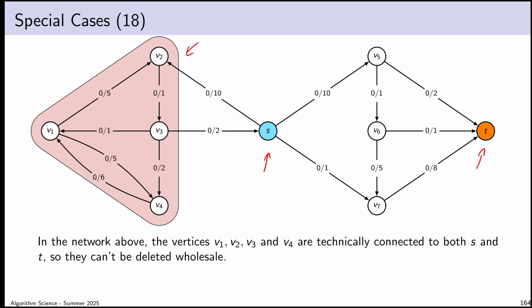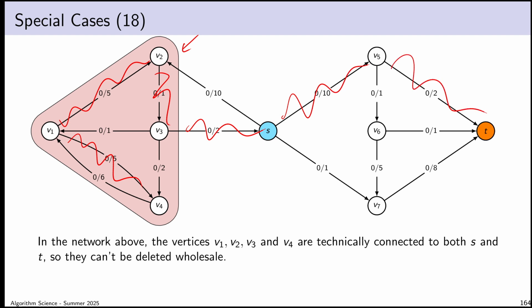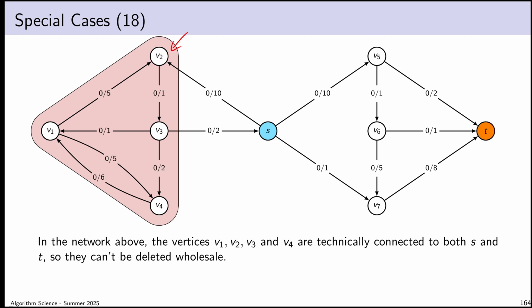So in this network, with this choice of source vertex and this choice of sink, all of these vertices are sort of vestigial. They can't be deleted like in the last case, because there is actually a way to reach all of these vertices from S. I can go from S to V2, and to V3, and to V1, and down to V4. And similarly, I can reach T from all of these vertices. For example, I can go from V1 down to V4. Oh wait, that's a dead end. I can go from V1 up to V2, down to V3, over to S, up to V5, and down to T. But it's also pretty obvious that any path that takes these vertices to T involves S.